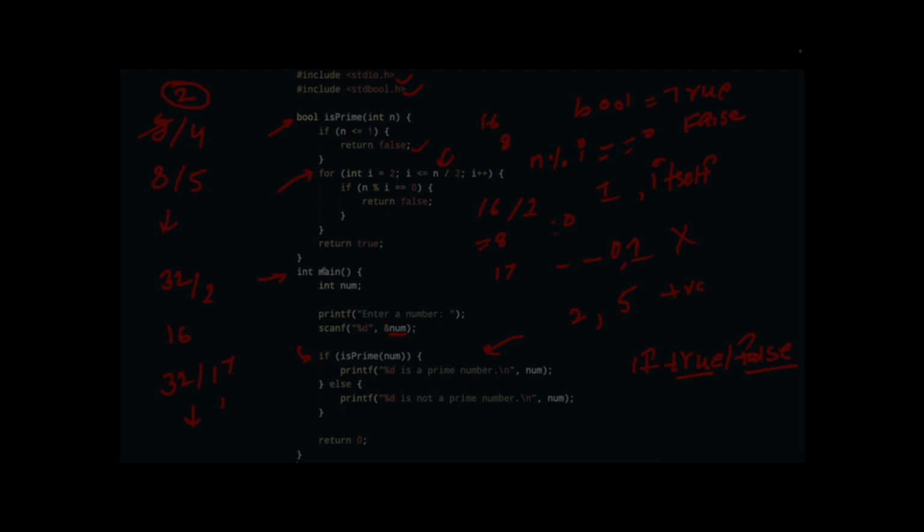So what will be the output? You will enter one number, it will be either a prime number or not a prime number, and it will be printed. So this is all for how the function works and how the prime number is determined using C programming. We will discuss more about functions in our next video.